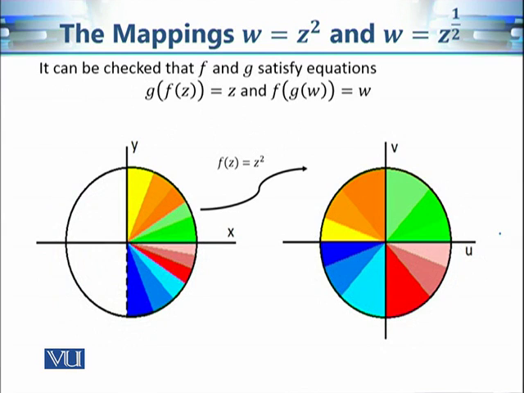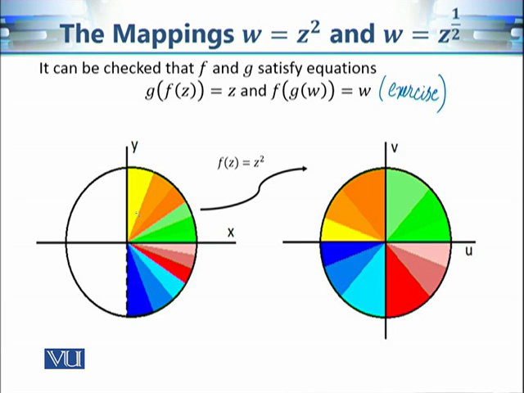Now of course we can calculate the composition of f and g, and if these two compositions satisfy these conditions, that g composition f of z is z and f composition g of w is w, then we say that they are inverses of each other. I am leaving this as an exercise for you to check that f and g satisfy these two conditions.